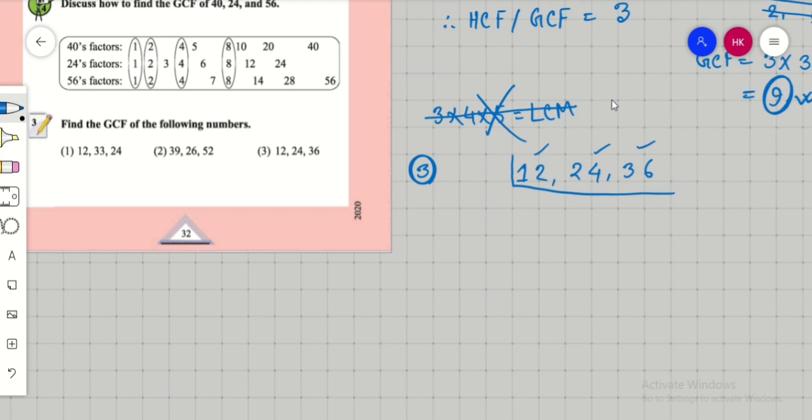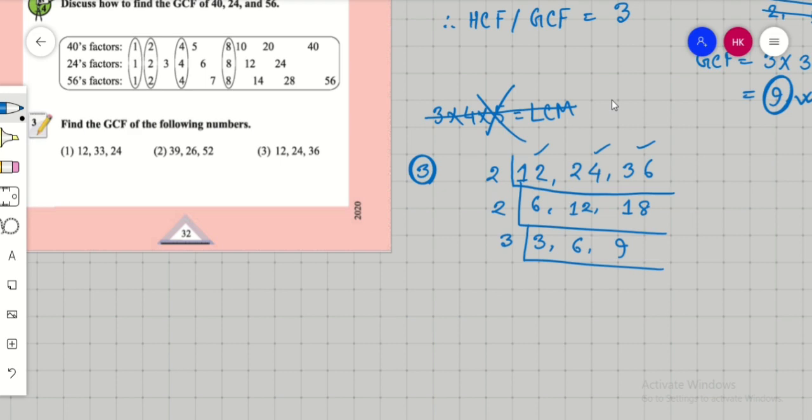At first we will divide by 2, because 12 is divisible by 2, 24 is divisible by 2, and also 36 is divisible by 2. We will get 6, 12, 18. Now if we divide these numbers again by 2, we'll get 3, 6, 9. Now what? Now we can divide these three numbers by 3 only.